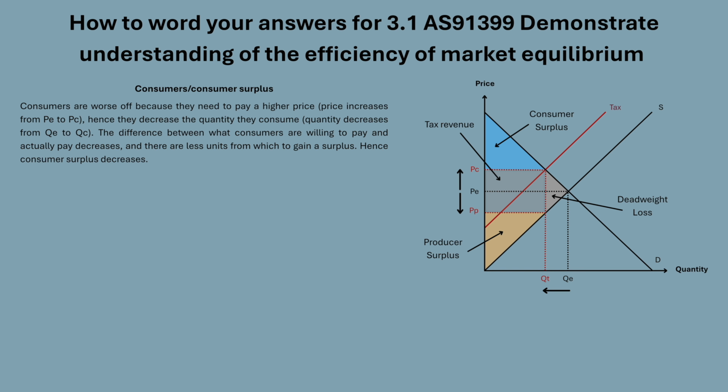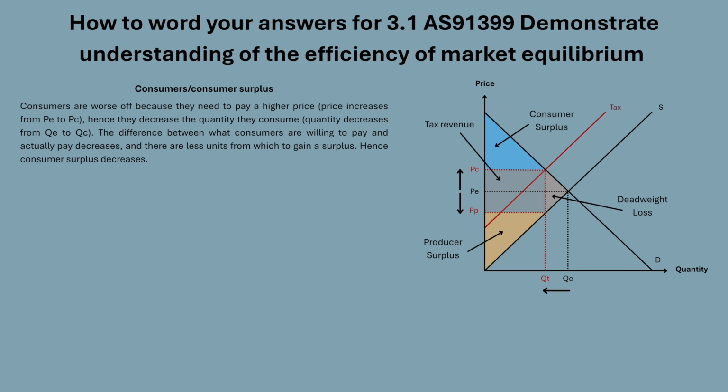So we are saying that consumer surplus decreases when we say that the difference between what consumers are willing to pay and actually pay decreases. This is just the definition of consumer surplus. When we say that there are less units from which to gain a surplus, we mean that they are just buying less. So basically this sentence here is saying consumer surplus decreases and they buy less. To get excellence in this exam, this is a wording that they like you to use.